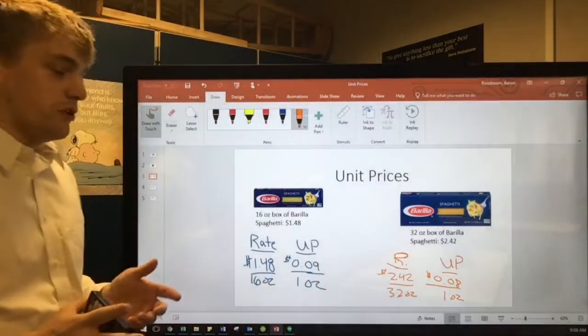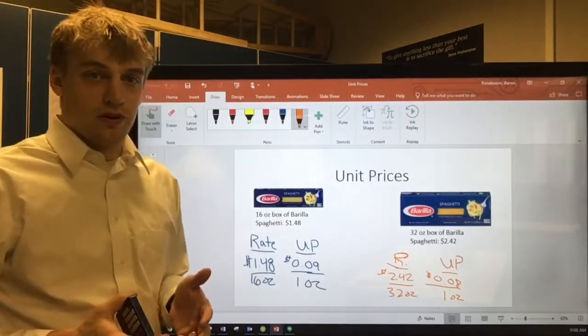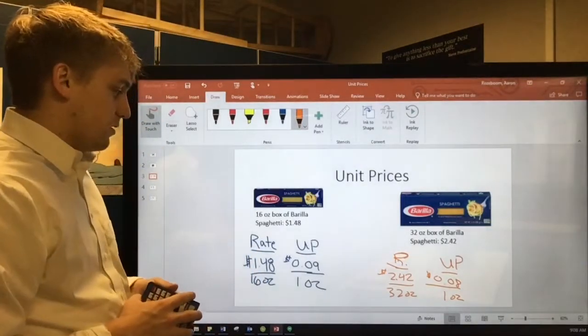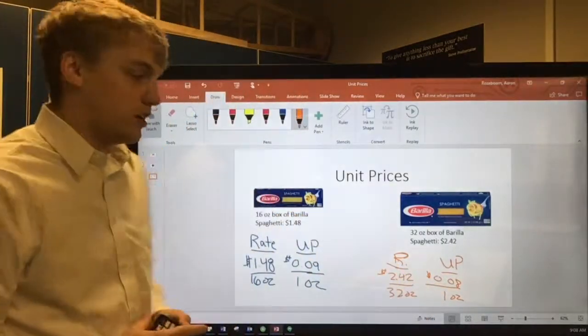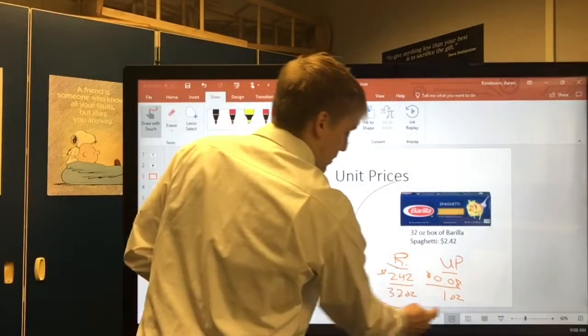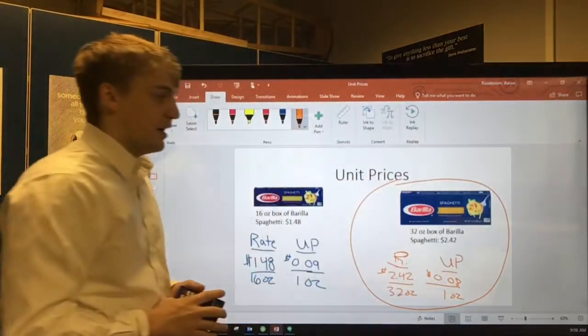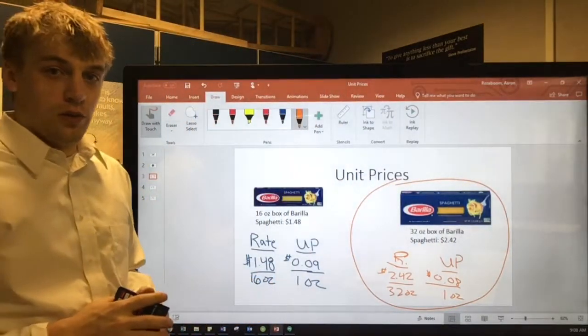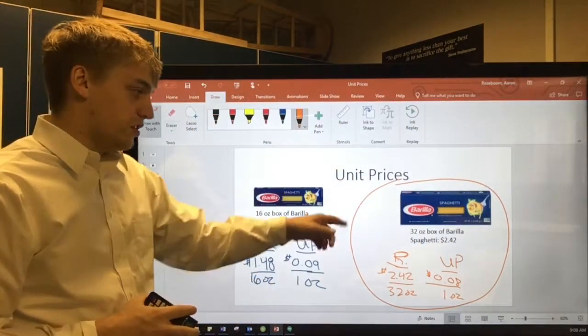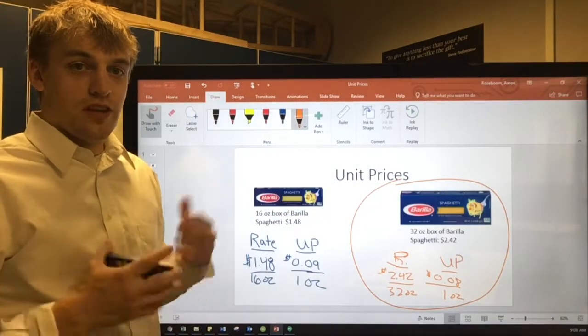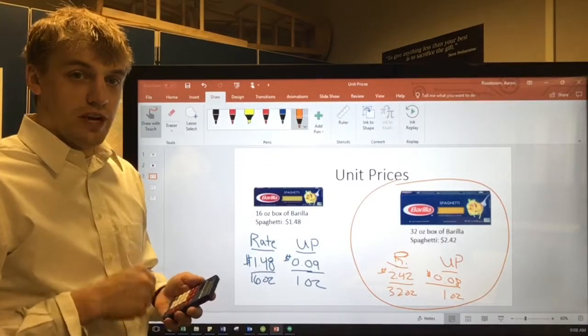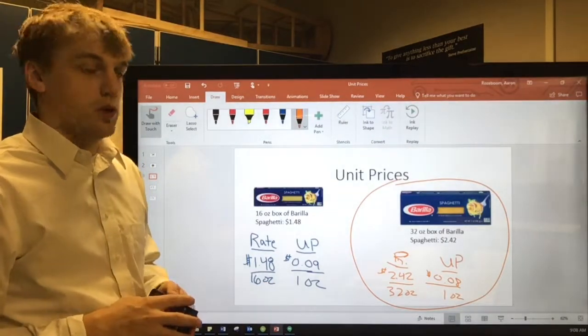Now what we do is look to see which one's cheaper. Since this one is 9 cents per ounce and that's 8 cents per ounce, this would be the cheaper option to buy when you're purchasing spaghetti. So the 32-ounce box of spaghetti. If you ask your parents, I bet they use this all the time. They're always dividing out to figure out what the unit price is.